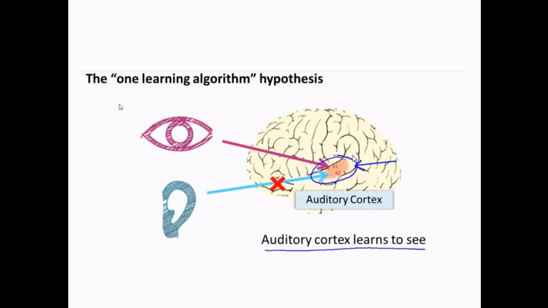This part of the brain is called the auditory cortex, and it is this part of the brain that actually helps us listen to audio signals. This part of the brain processes the audio signals. So they connected the vein that comes from the auditory cortex to the eye, and within a few days they realized that the auditory cortex actually learned to see.